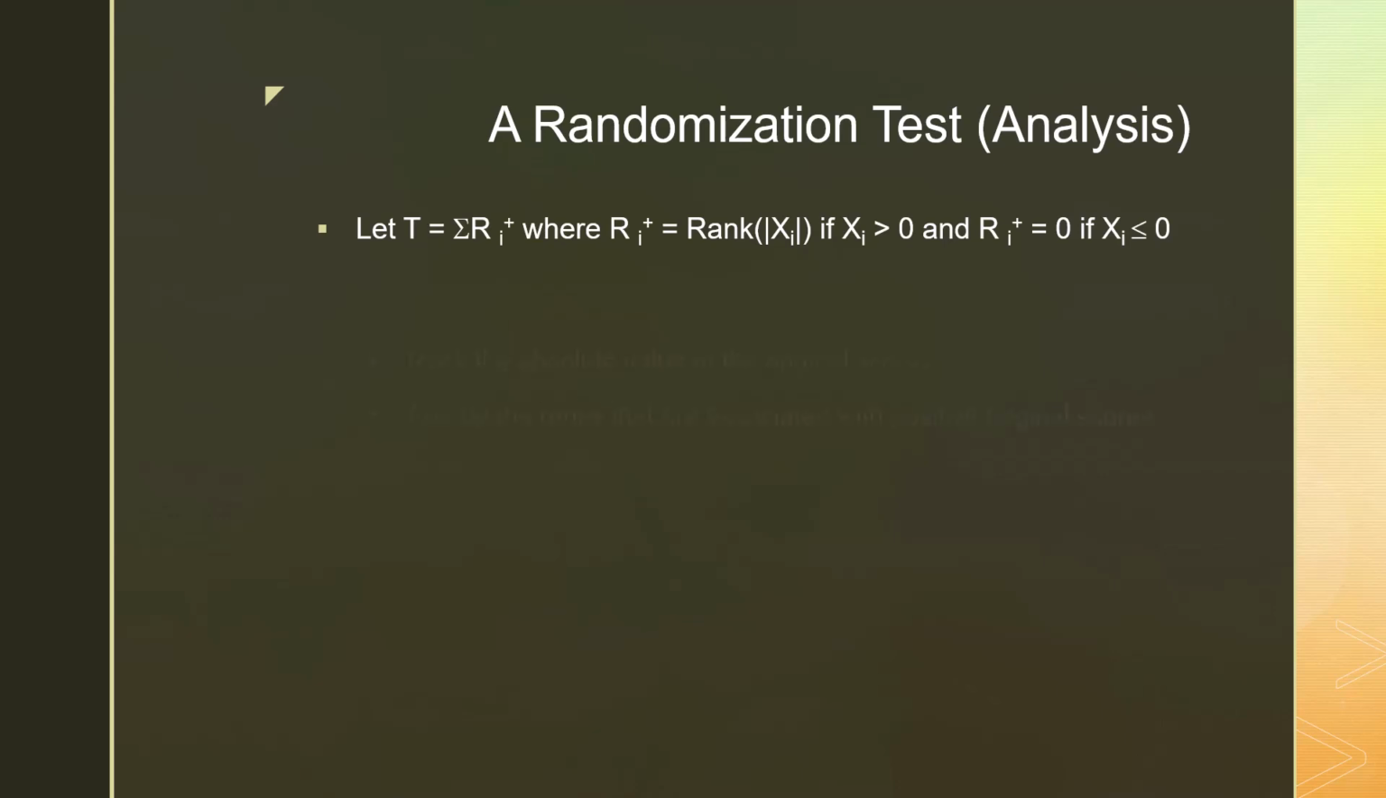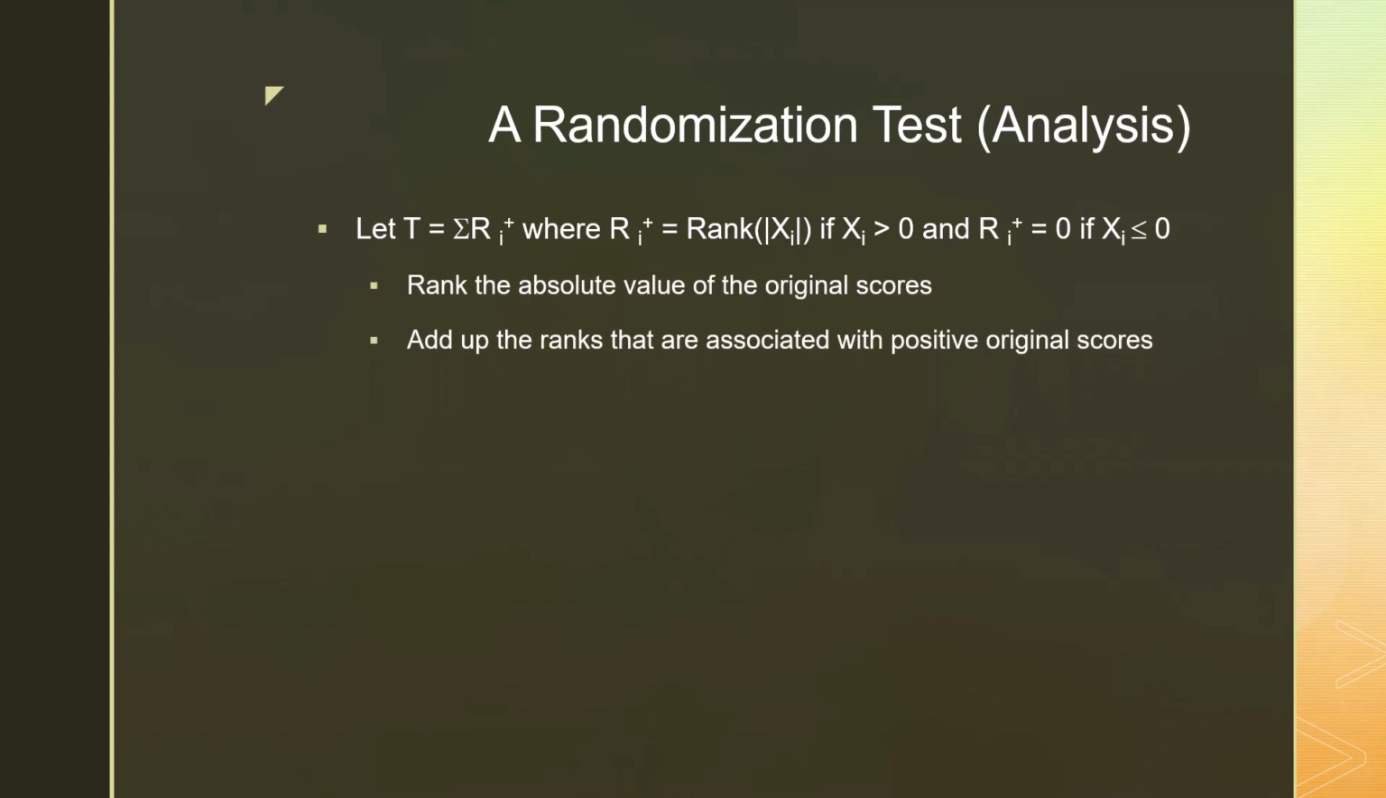In practical terms, what this means is that we rank the absolute value of the original scores. We add up the ranks that are associated with the positive original scores. Here are some scores that I have used in a previous example. These are the original scores. Let's go through the process.